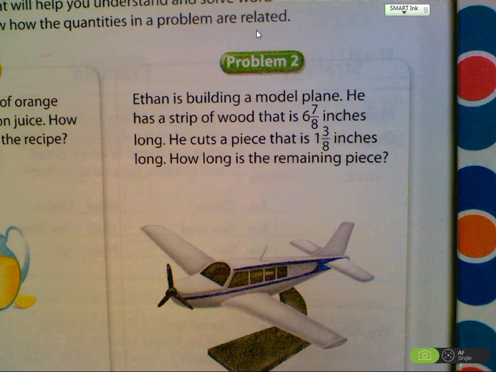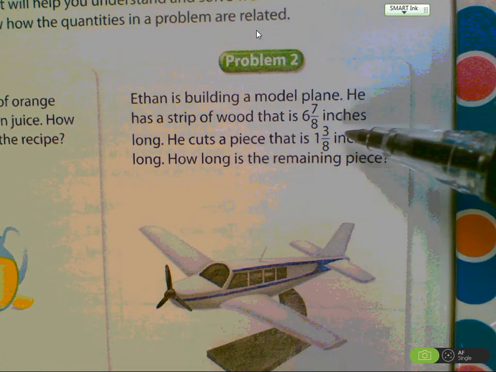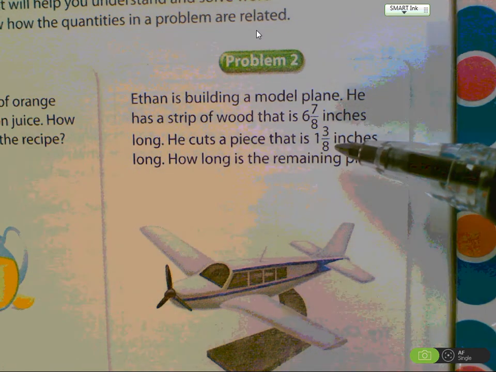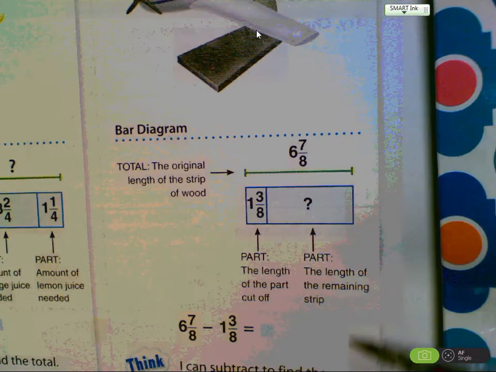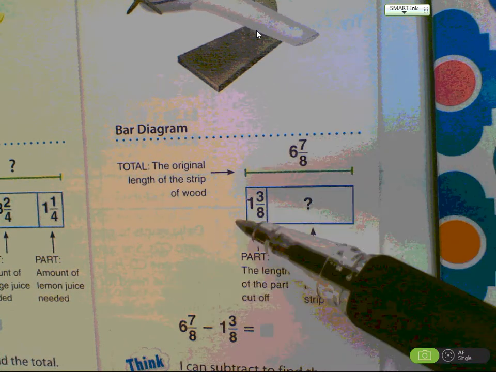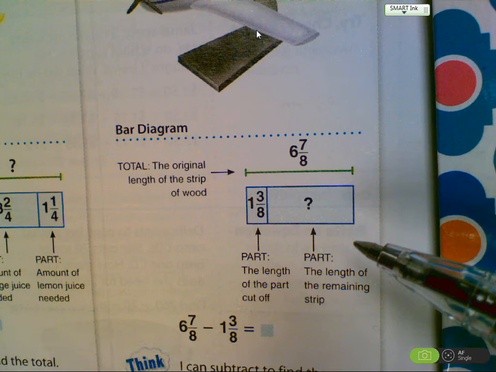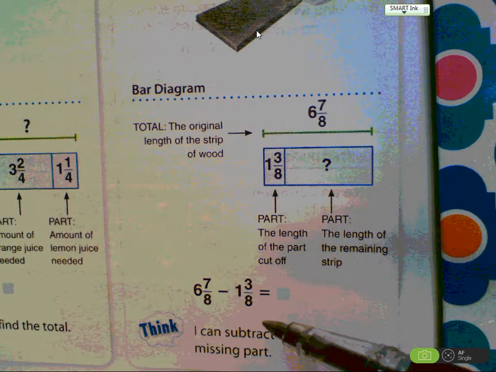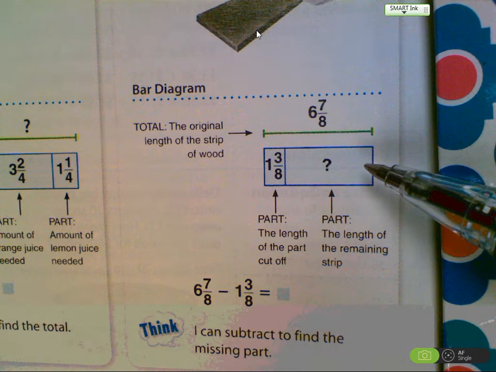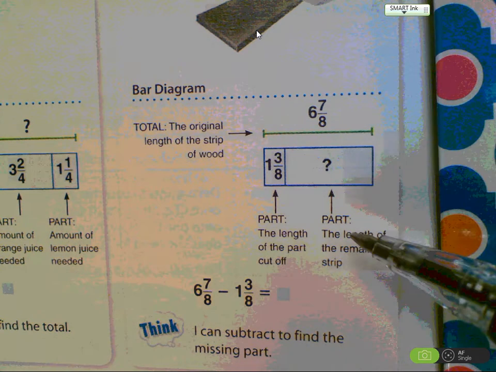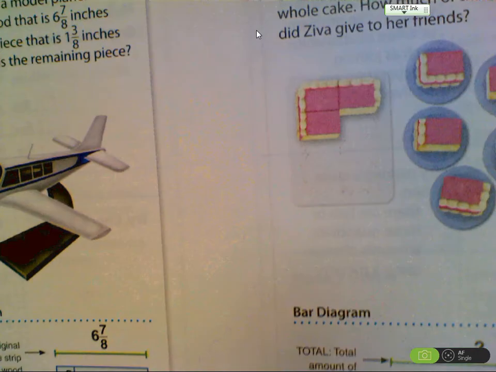Here's another one. Ethan is building a model plane. He has a strip of wood that is 6 7/8 inches long. He cuts a piece that is 1 3/8 inches long. How long is the remaining piece? Okay, so here we know how long the original wood strip is. We know the part that he cut off, but the unknown is a part. So this tells me that I'm going to need to subtract the total length of the wood minus the part that was cut. It's going to leave the unknown part. And this bar diagram just shows you how all the pieces of the word problem are related. Okay?